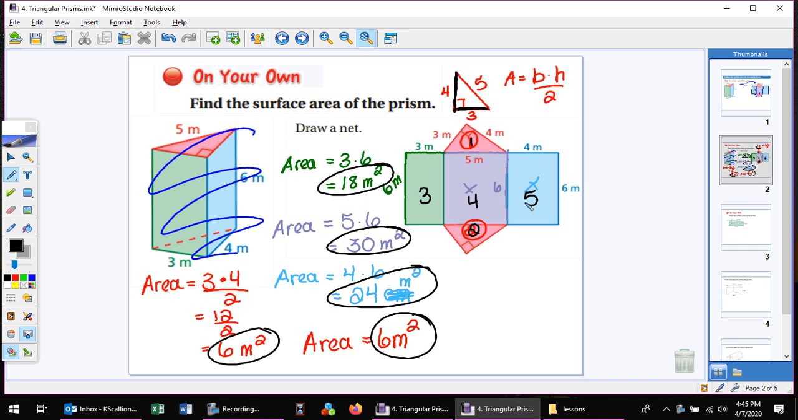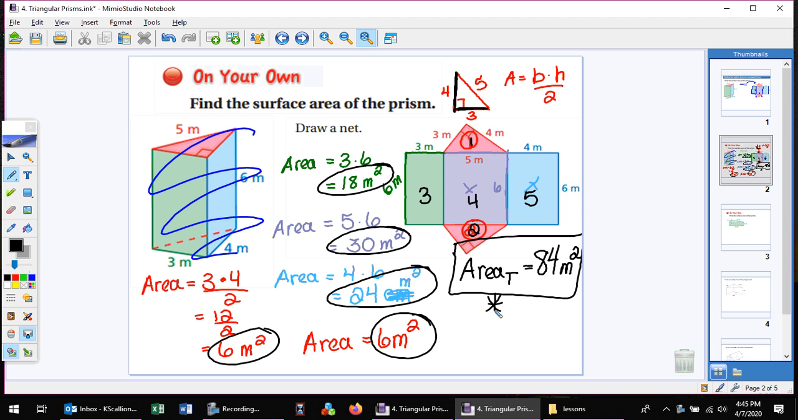And so my area, and I'm going to put a subscript of T there, just hanging it off, area total. I'm going to take 18 plus 30 plus 24 plus 6 plus 6, and that's going to give me 84 meters squared. And that's the final answer. That's what we're looking for in this one.